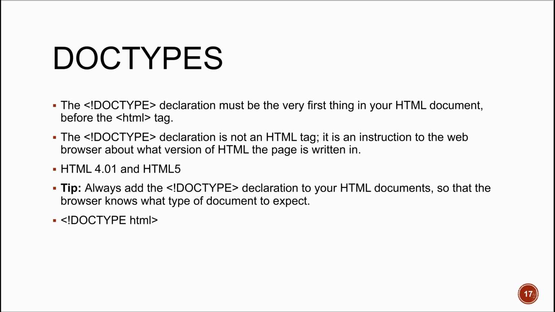Now, what is a doc type? A doc type is a declaration that basically tells the web page, hey, I just want to start, and what I want to use is HTML1 or HTML4 or HTML5. You are basically just specifying the version of HTML that you want to use. It enables the browser to render your page correctly.